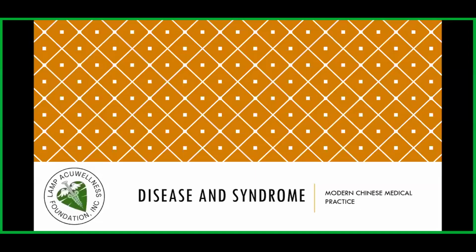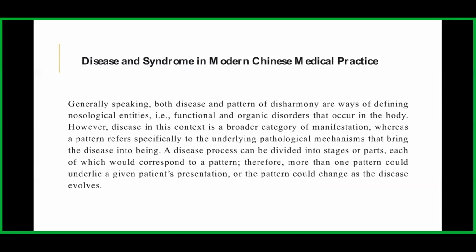Let us go to disease and syndrome. The topic is modern Chinese medical practice. Generally speaking, both disease and pattern of disharmony are ways of defining nosological entities, that is, functional and organic disorders that occur in the body. However, disease in this context is a broader category of manifestation, whereas a pattern refers specifically to the underlying pathological mechanisms that bring the disease into being.